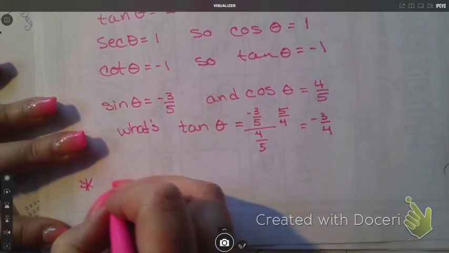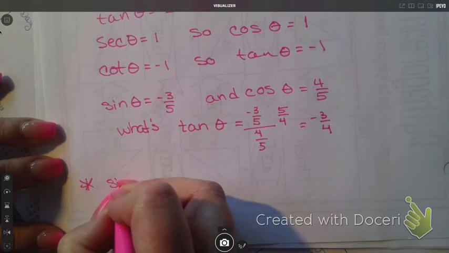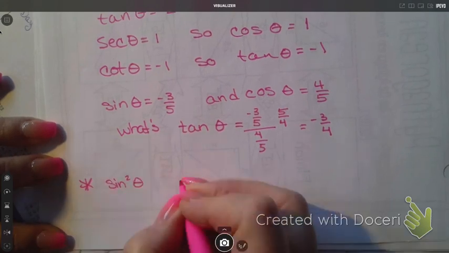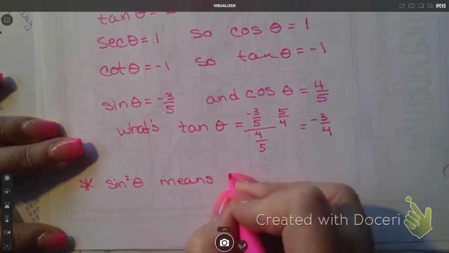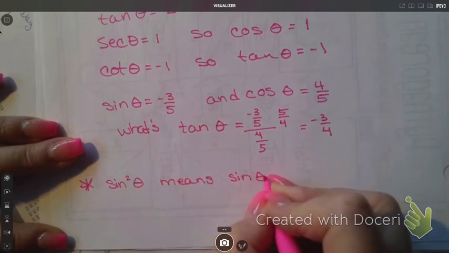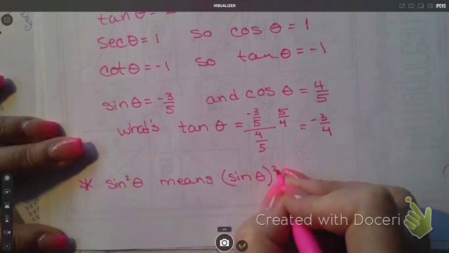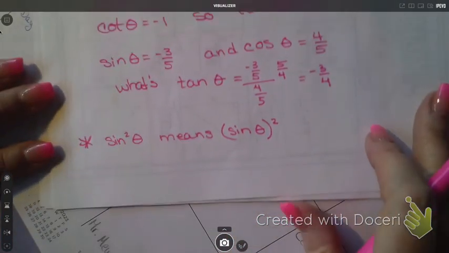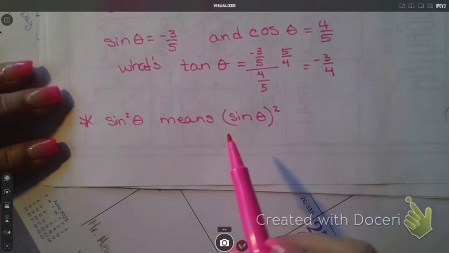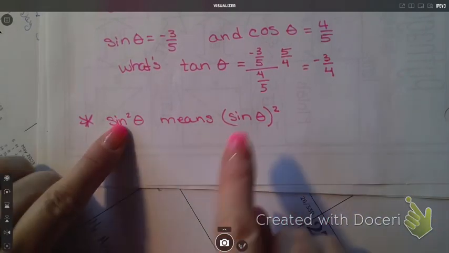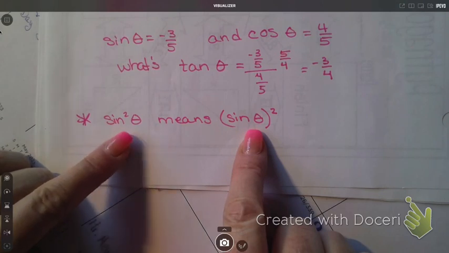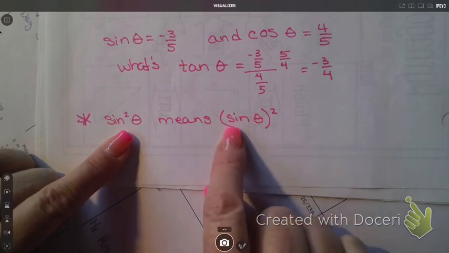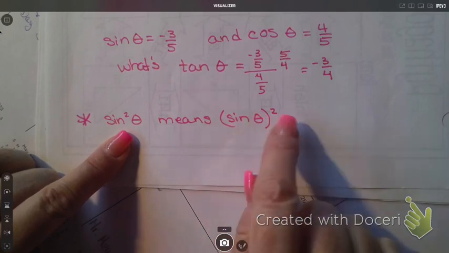This is a side note. Sine squared of theta means sine of theta, squared. Now we need to talk about that. Which one's neater, the left or the right? I think this is neater, myself. But this is what I'm doing. I'm going to take the sine and then square it.